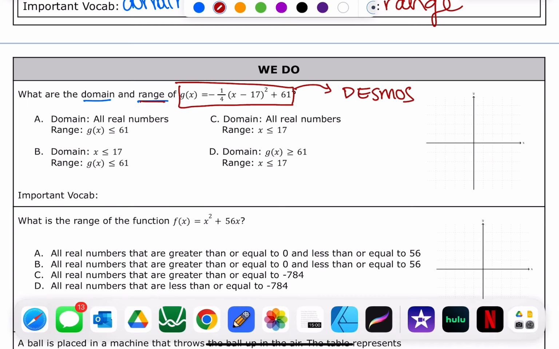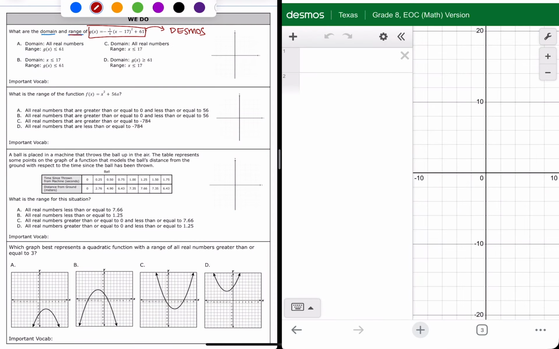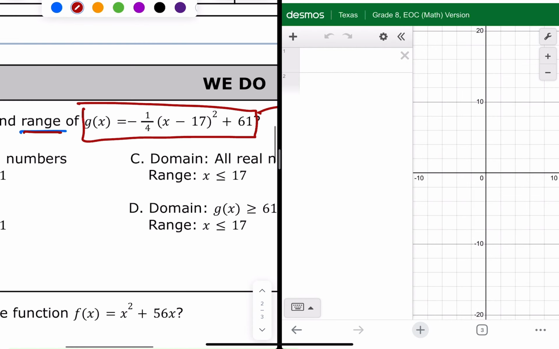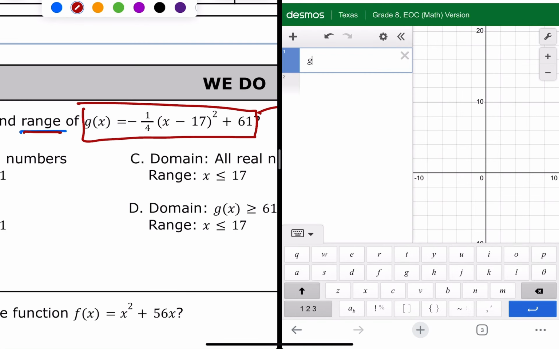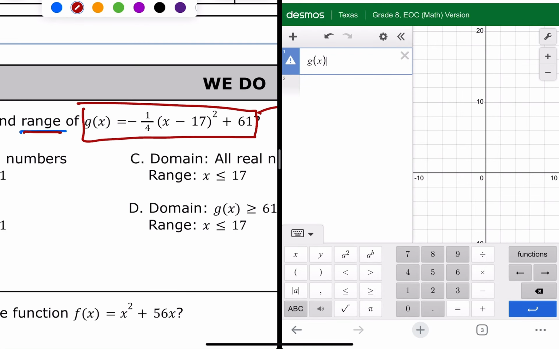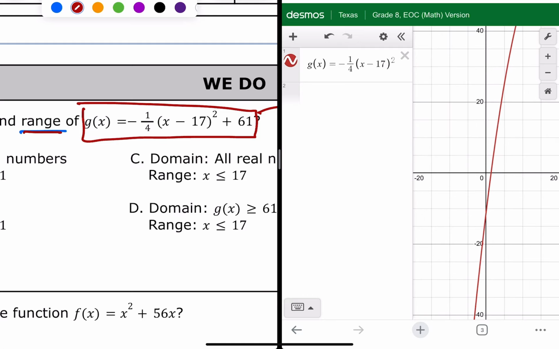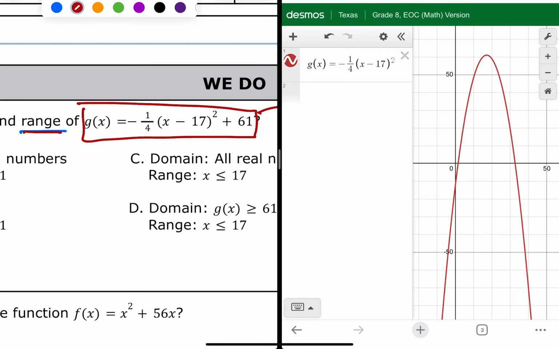This will help us. So now I go to Desmos. I'm going to open it up, and I'm going to just copy this. g(x) equals -1/4, parentheses, x minus 17, parentheses, squared, plus 61. Now, I have this picture, but I need to zoom out a little bit to be able to see it better. And then I have this shape.